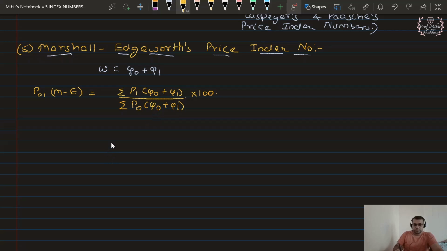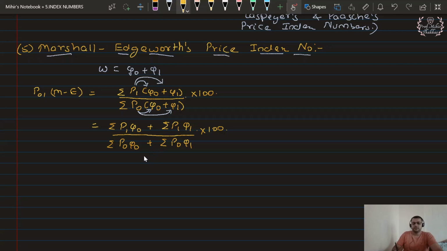When we simplify this, P1 will get multiplied with both the terms inside the bracket, as well as P0 will get multiplied with both the terms inside the bracket. So it will become: summation of P1 Q0 plus summation of P1 Q1, whole divided by summation P0 Q0 plus summation P0 Q1, and multiplied by 100. So generally this is the formula that is always used to calculate the Marshall-Edgeworth's price index number.